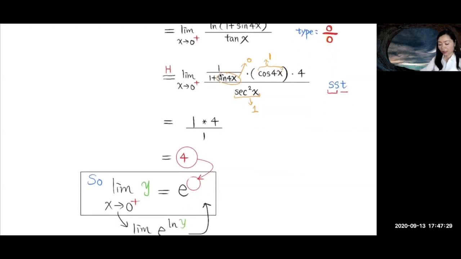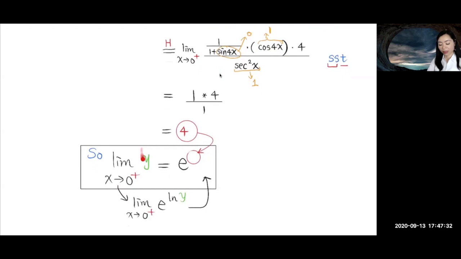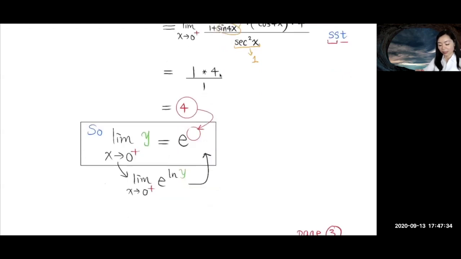But we're not done. Remember, we're trying to find the limit of y. So if ln of y goes to 4, then y is going to go to e to the 4 power. So this will go to e to the 4 power right here. Because y is the same as e to the ln of y. If ln of y goes to 4, then e to the ln of y is approaching e to the 4. So e to the 4 is the final answer over here.